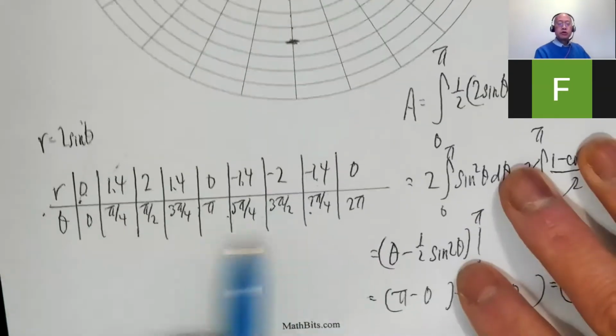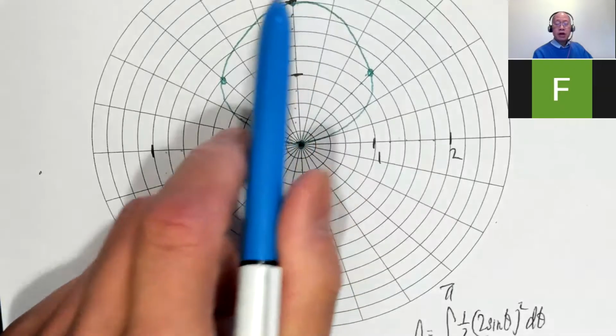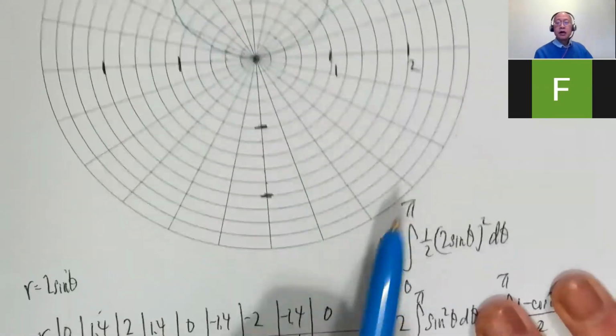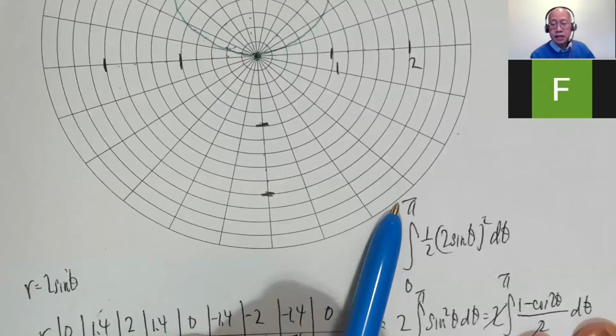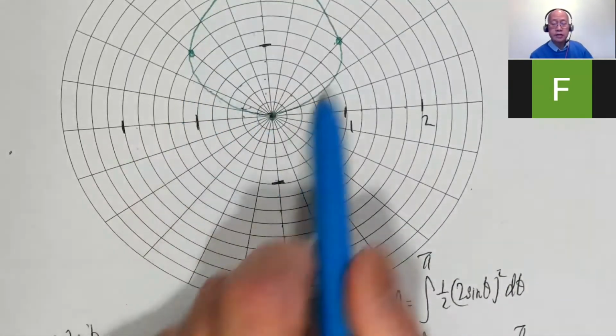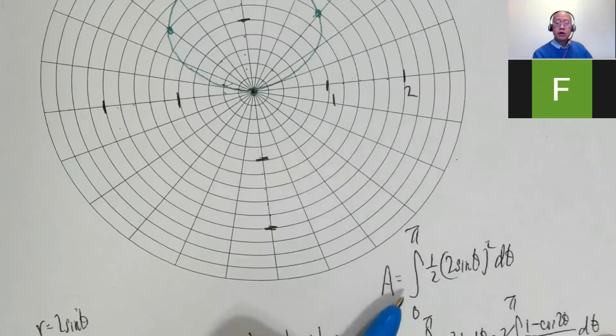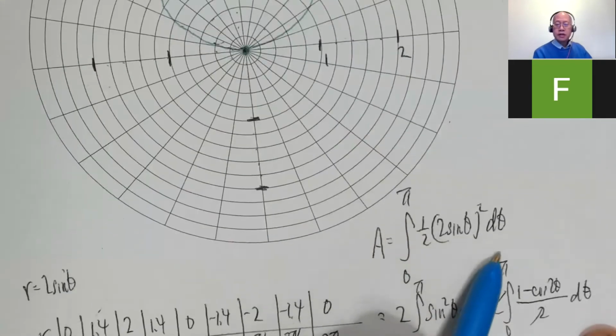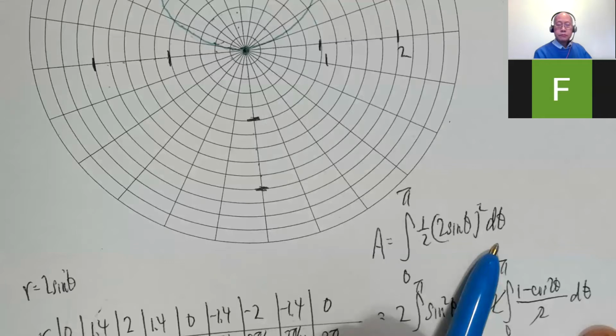So from 0 to 2 pi, this graph actually gets traced twice. Therefore, when I do the area, I'm only integrating from 0 to pi. That's a key point here. You do not go from 0 to 2 pi because that traces the circle twice. So I only have to integrate from 0 to pi of 1/2 r squared d theta.